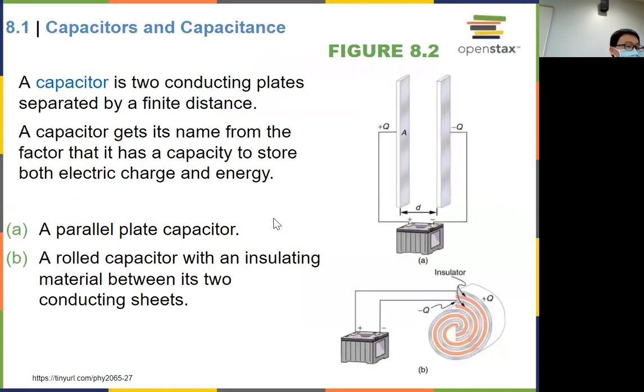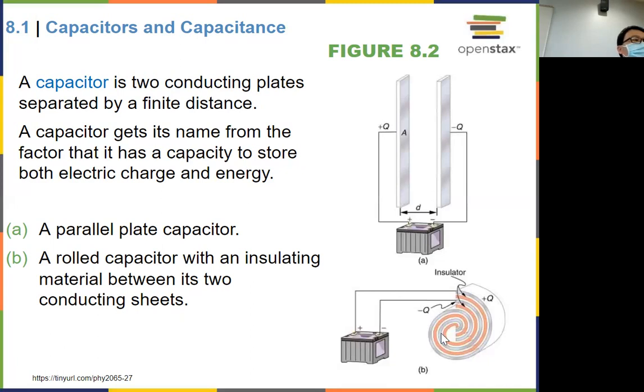So this chapter deals with capacitors and capacitance. A capacitor is a device that stores both energy and charge. Because it has that capacity, it's called a capacitor. The name is quite straightforward. The simplest one you can have is two metal plates placed parallel to each other with a separation of d, and then it's a capacitor. You can charge the capacitor by using a battery like this.